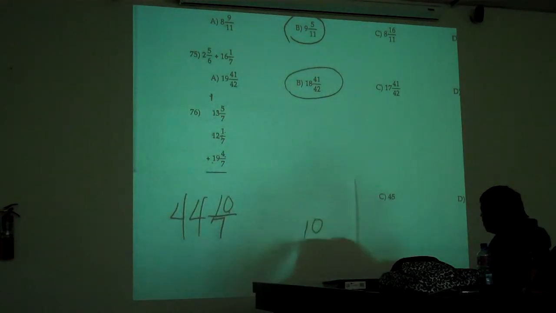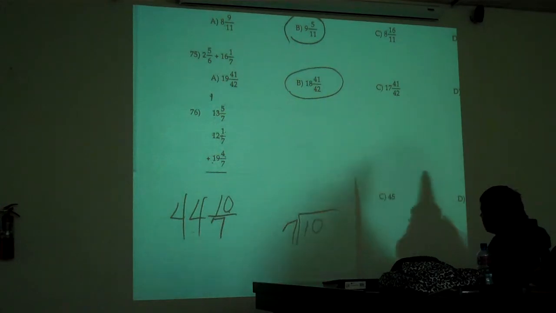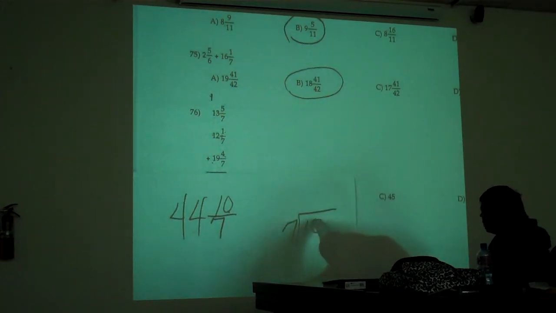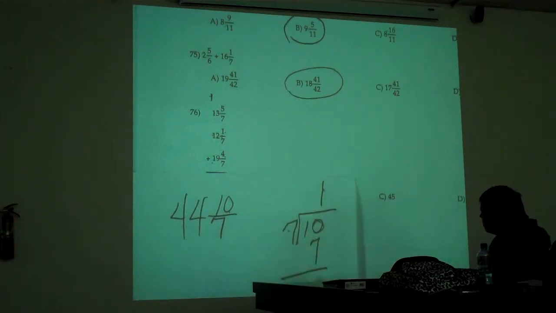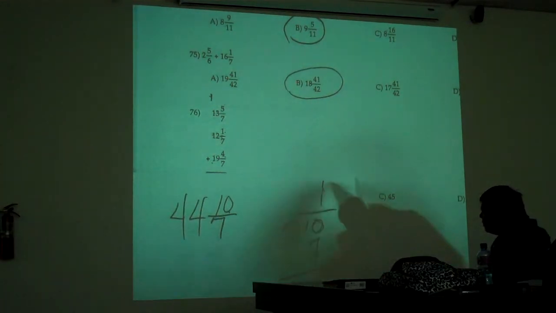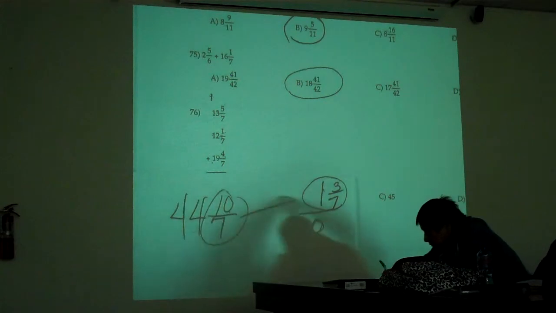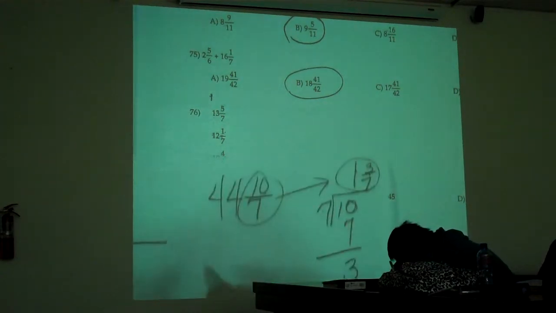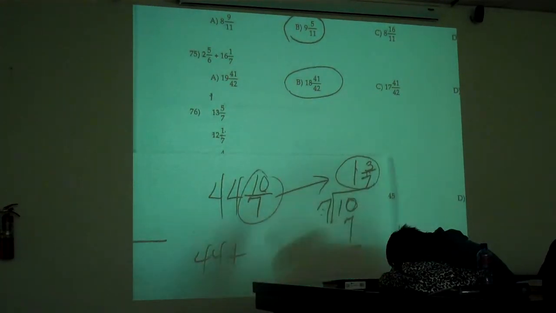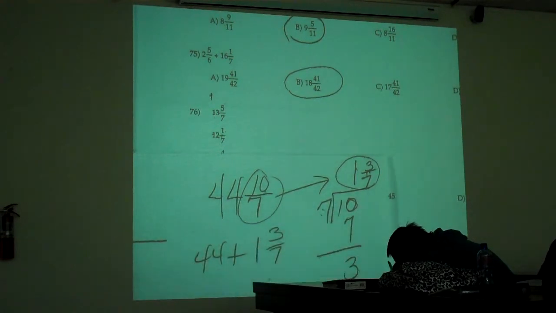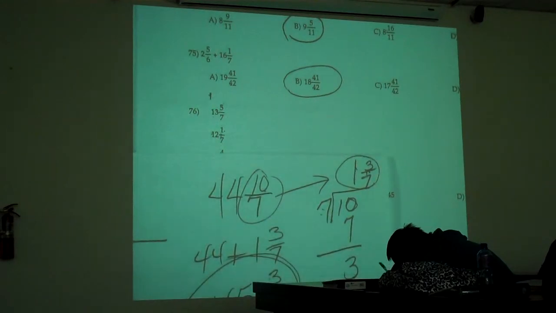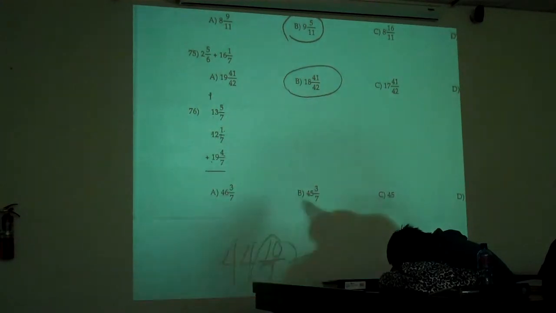We need to convert 10 sevenths. You can add one more. Okay, it goes how many times? 1, 3 left over. 1 times 7 is 7, 3 left over. 3, the leftover goes on top, 7 on bottom. 45. So this is 1 and 3 sevenths. 44 plus 1 and 3 sevenths. It's 45 and 3 sevenths. So there it is right there.